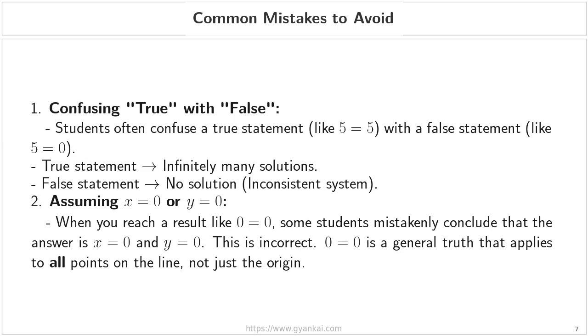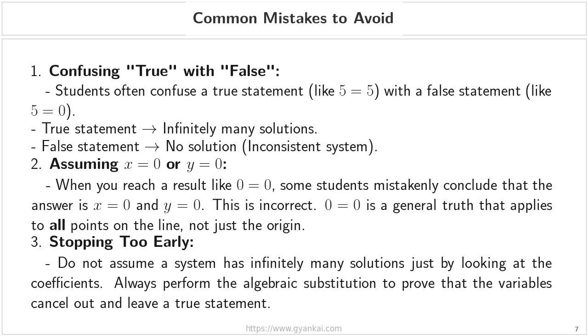Second, a very common mistake occurs when students see a result like 0 equals 0 and mistakenly conclude that the answer to the system is x equals 0 and y equals 0. Please remember, that is not the case. 0 equals 0 is simply a mathematical identity. It is a general truth. It doesn't mean the coordinates are 0. It means that every single point on the line satisfies the equation. Don't let the zeros trick you into thinking the solution is just the origin.